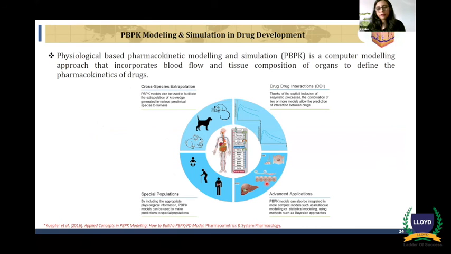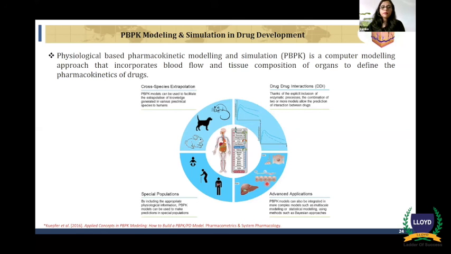Earlier, I was working in the formulation side of things, but now I have moved to PBPK modeling and simulation in drug development. So it's not a new concept, I would say. It was started in the year 1937, but it has now started getting approval from federal agencies just in the last 5 to 10 years. The number of approvals for generic drugs on the basis of PBPK modeling and simulation has been increasing at a tremendous rate.